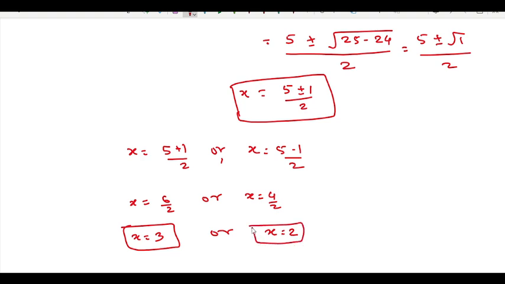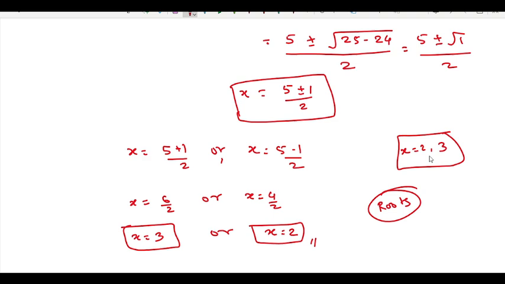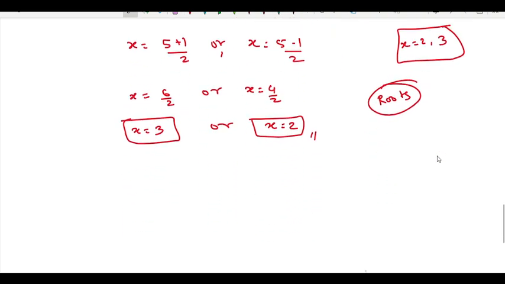So initially we took x is equal to 2 and 3 as the roots. We found that 2 and 3 were the roots, and here using the formula method also we found that x is equal to 3 or x is equal to 2 are the roots of the above quadratic equation. So roots are 2, 3. Now we will see how to find the roots using the factorization method.